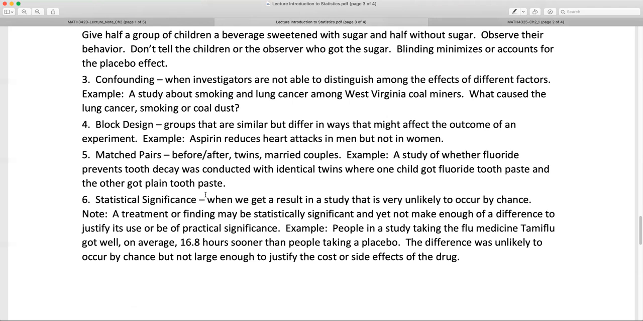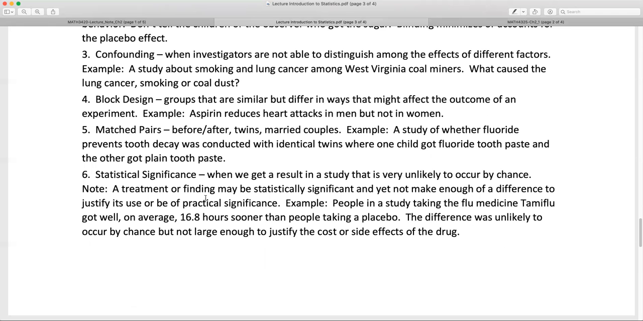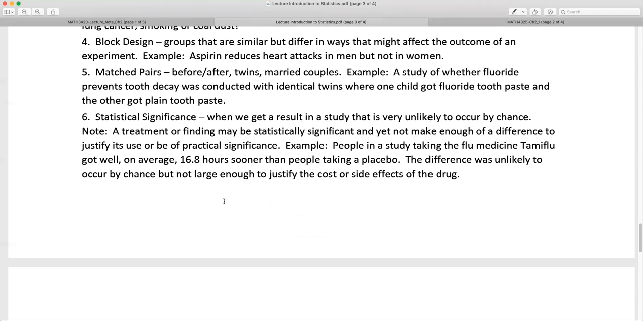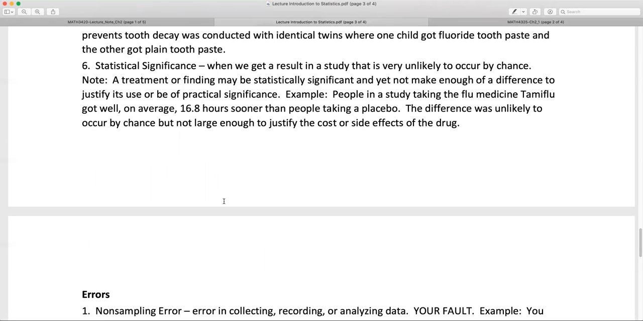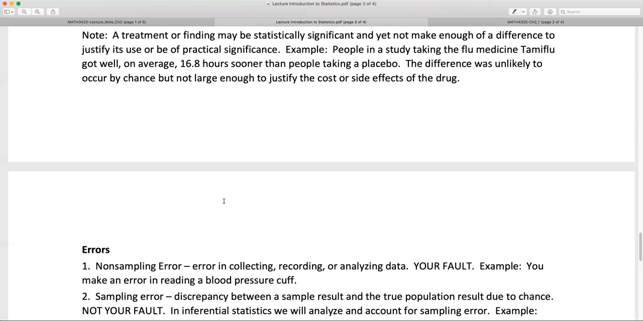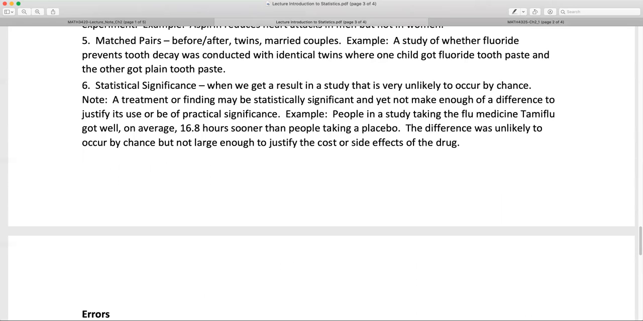Okay, now the next one is statistical significance. That's quite important. Look at this.